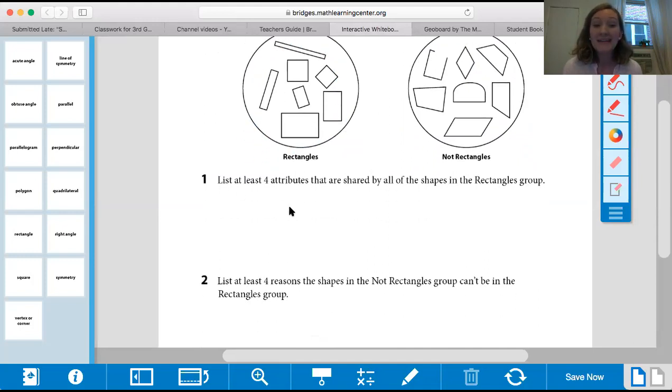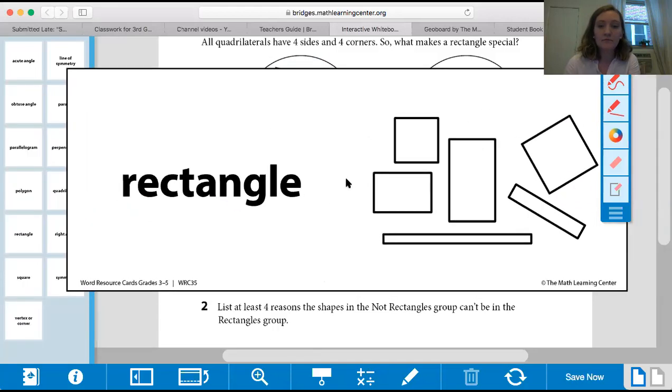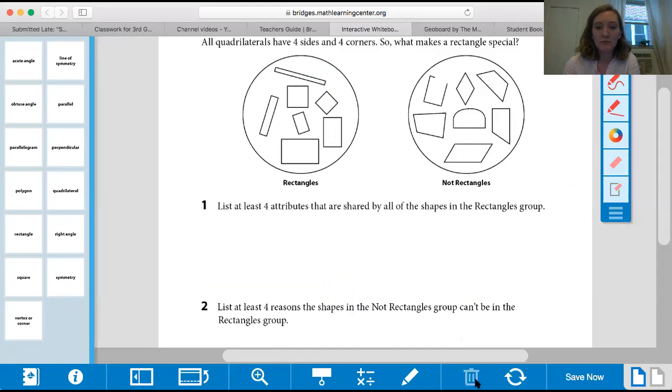So let's look at number 1. List at least 4 attributes, characteristics, that are shared by all the shapes in the rectangle group. What makes a rectangle? Why don't you talk to the person next to you, or you can talk to yourself. What are 4 attributes that are shared by all of the rectangles? What makes a rectangle, basically? You could think back to this card. How do you know these are rectangles?